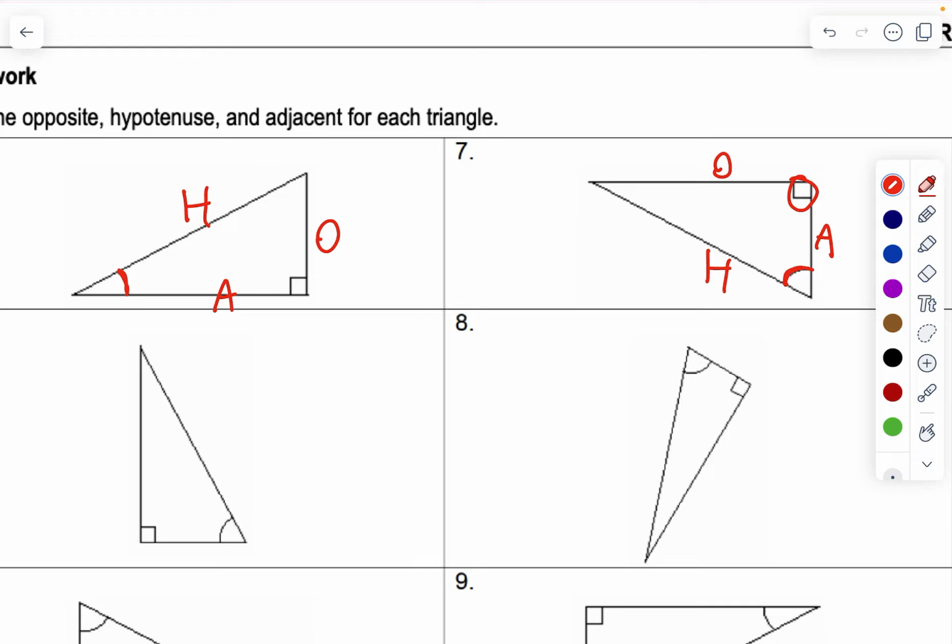Once we have these basics down, we can use trigonometry and sine, cosine, and tangent to solve different parts of a triangle, missing sides, missing angles, etc. And that's what we're going to go on to next time.